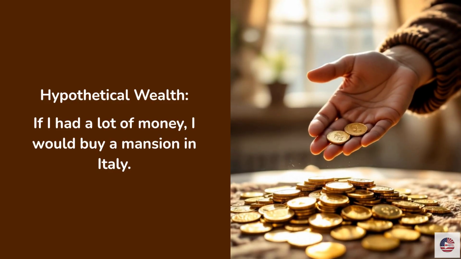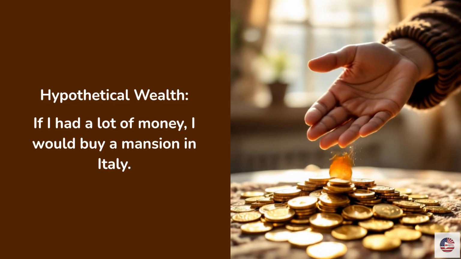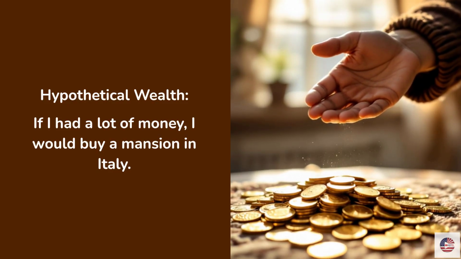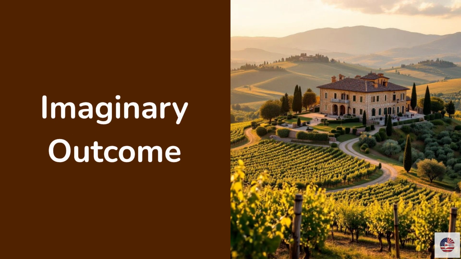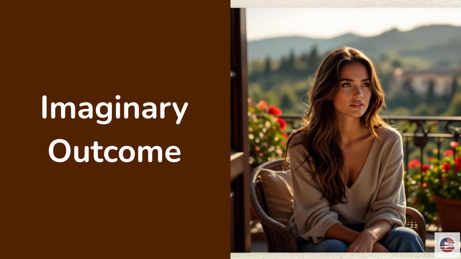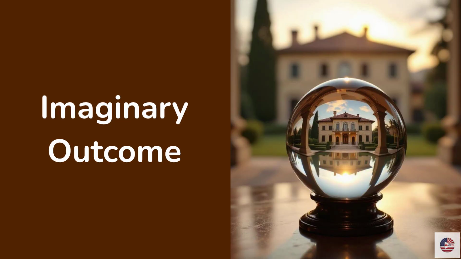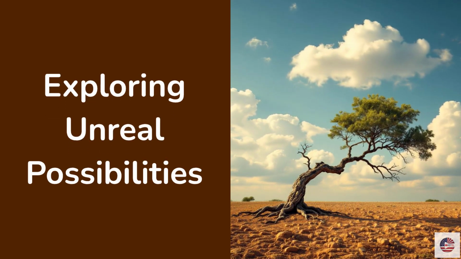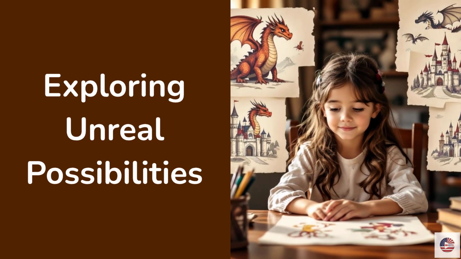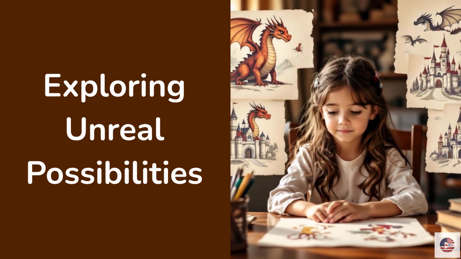The condition, if I had a lot of money, is currently untrue or very unlikely for most people. Therefore, the result, I would buy a mansion in Italy, is an imaginary outcome. It expresses a wish or a dream, not a probable future event. This conditional allows us to explore possibilities that are not grounded in current reality. It's perfect for imaginative scenarios.